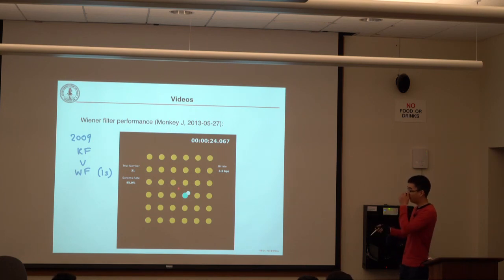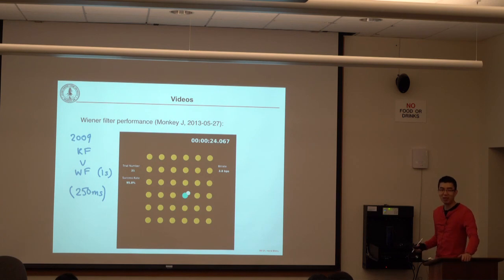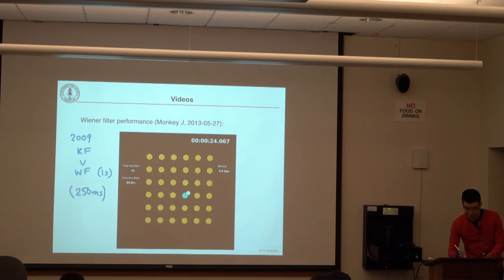And so the Wiener filter that I'm showing you here used a history of 250 milliseconds. And there was really no way to optimize this except to have a monkey control this and sweep the history, which is what I did. And I found that any history between 200 and 300 milliseconds is generally pretty good and leads to the control that you see here. And so in a paper that we recently put out, we actually showed that Wiener filter is better than Kalman filter.